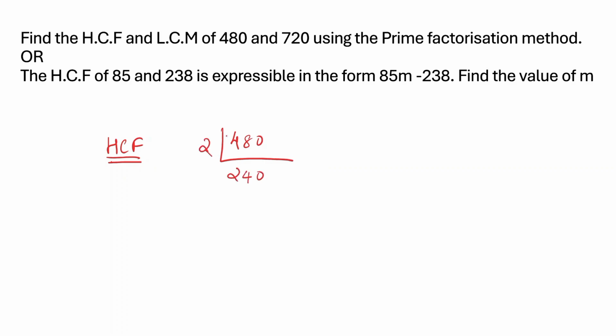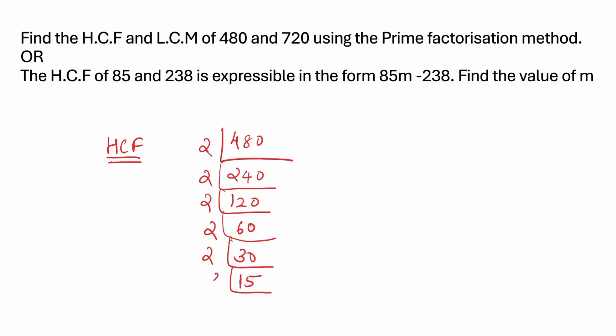I will get 240. Again with 2, 120, 60. Hope you know this method. 30, and I can use 2 again, so it will be 15. Then the prime number should be 3, so I'll get 5. Again the prime number is 5, so I'll get 1. So I can stop here. So 480 I can write as 2 times 2 times 2 times 2 times 2 times 3 times 5. Correct? And what about 720?